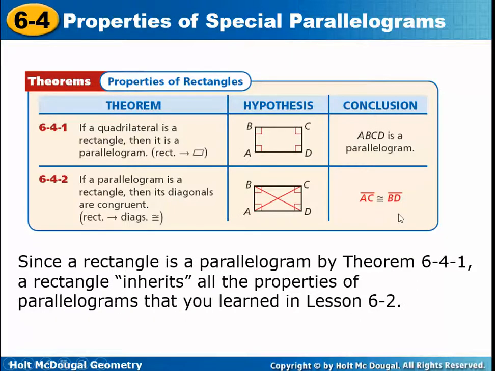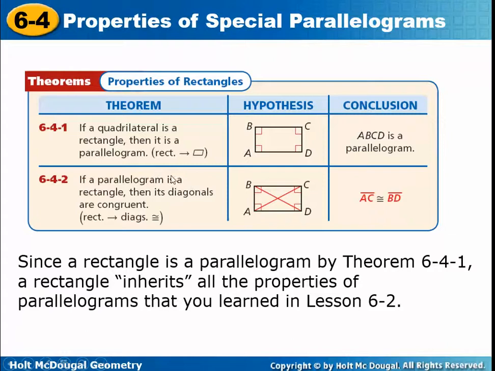There's a couple theorems. They're very important. The first one says if a quadrilateral is a rectangle, then it is a parallelogram. So if you know it's a rectangle, then you also know it's a parallelogram. This is so important because if it's a parallelogram, then all of those many theorems that we learned about earlier in this chapter will still be true for the rectangle. So that's a good thing.